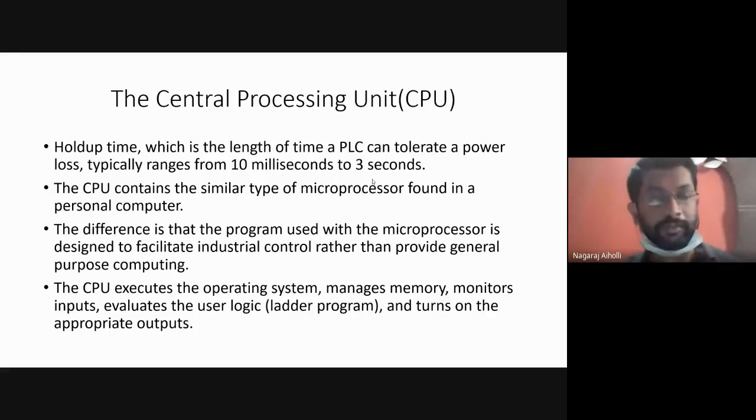So, industrial control applications. The CPU executes the operating system. The function of the CPU, again the same thing: it executes the operating system, that is, it manages everything, right from the input section, then processing, output section. It is doing the job of the entire section. It manages memory, monitors the inputs, evaluates the user logic or the ladder program, executes them and turns on the appropriate outputs.